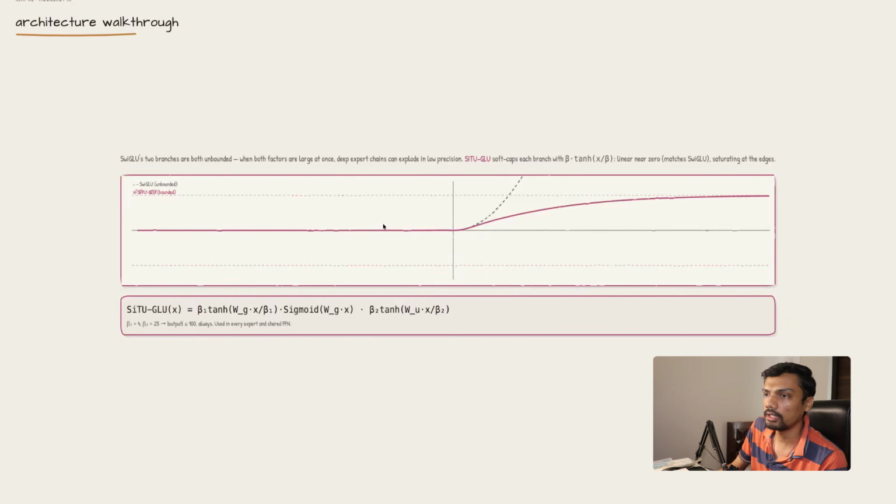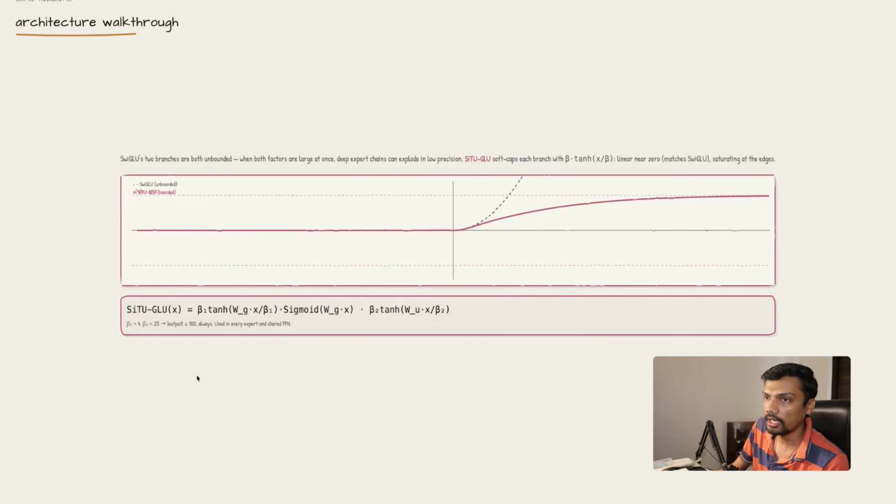The analogy can be like this: standard SiTU-GLU is like an accelerator pedal with no floorboard stop. If you press down hard, the engine revs until it literally explodes. And the bounded SiTU-GLU installs a soft physical speed governor, or a soft cap, on the pedal. So look at the solid pink curve that flattens out against the dashed bounds.